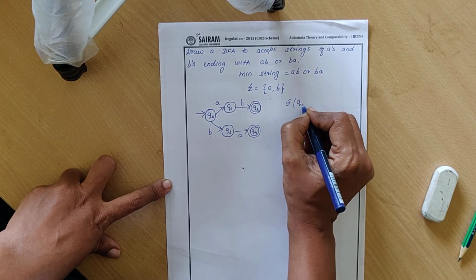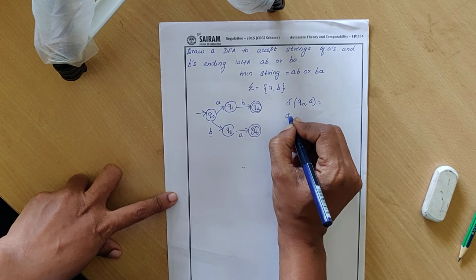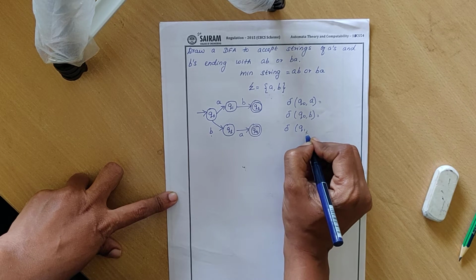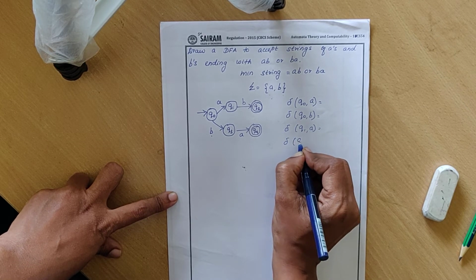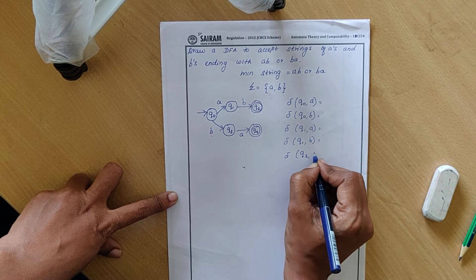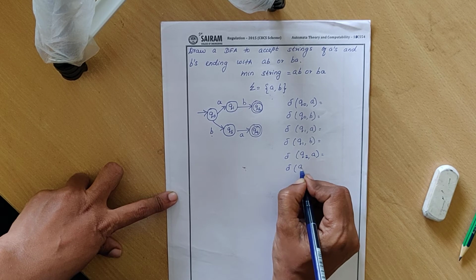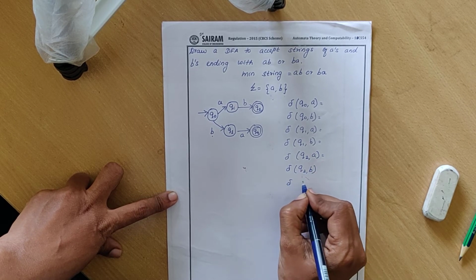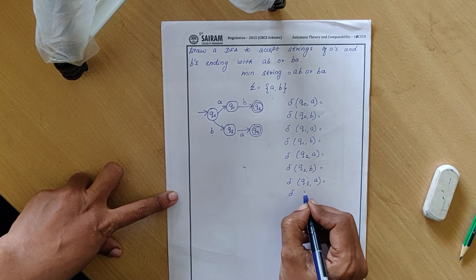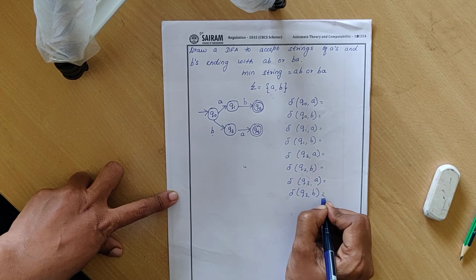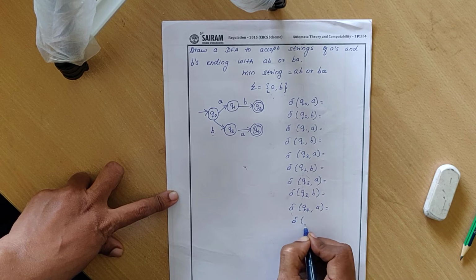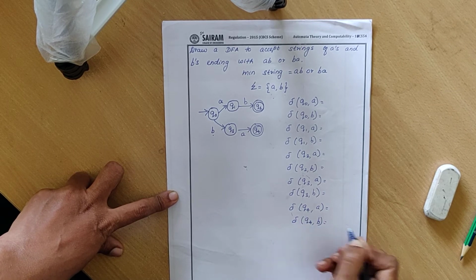As you know, I have to find delta of Q0 comma A, delta of Q0 comma B, delta of Q1 comma A, delta of Q1 comma B, delta of Q2 comma A, delta of Q2 comma B, delta of Q3 comma A, Q3 comma B, and at last Q4 comma A and Q4 comma B. All these things I have to calculate.